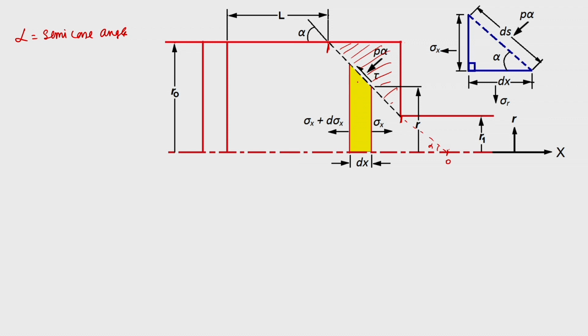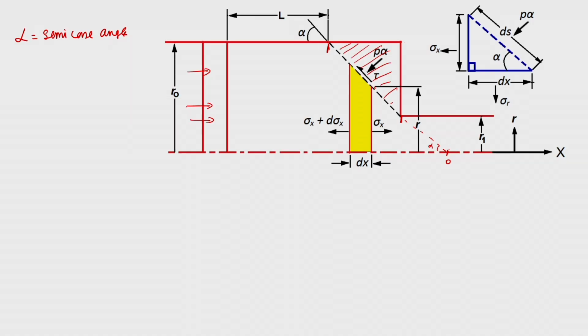So, this dx, which is shown by the shaded line, that is the yellow colored shaded region, is the disc, and with the initial part which is r here. You will find that due to the pressure which is being applied at this region by the ram, there will be a variation in the stress from both the sides.